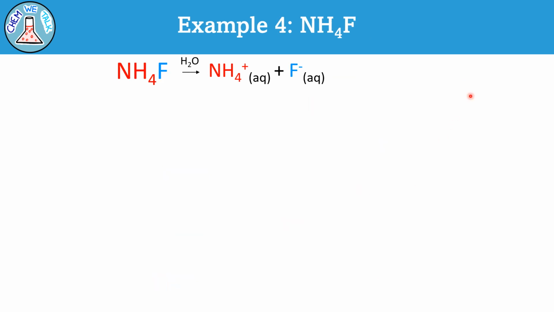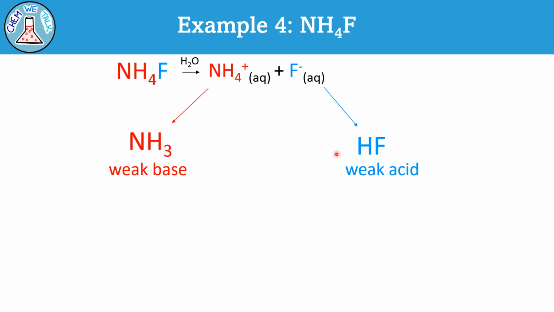All right, let's look at our last example. Now we have ammonium fluoride. So we did the same exact thing. We broke into its ions. Let's look at the parents of those ions. We can see that the parent of NH4 plus was NH3, and the parent of F minus was HF. NH3 is a weak base, while HF is a weak acid. So now we might have a problem. Would this mean it's going to be neutral like we have when we had a strong and strong?